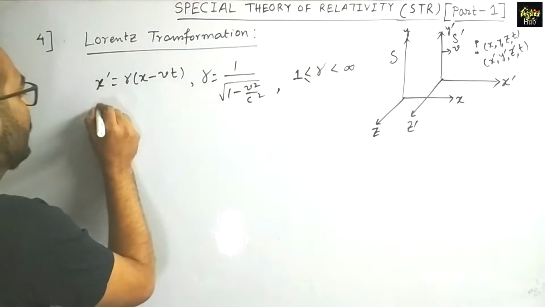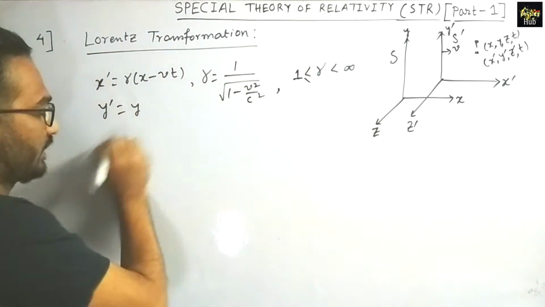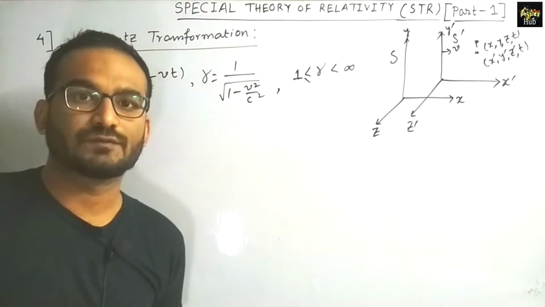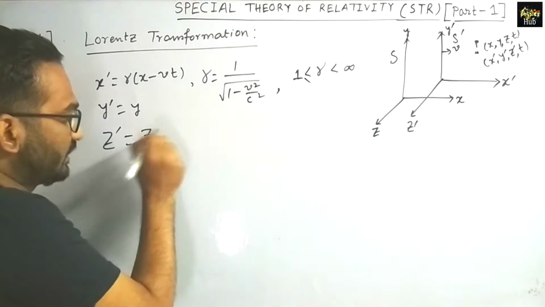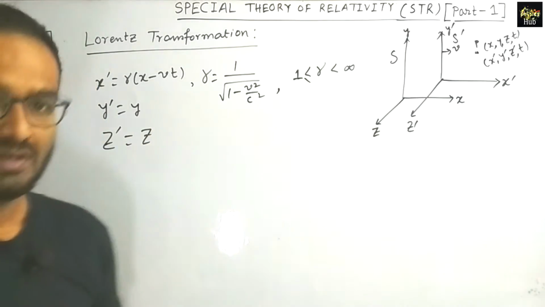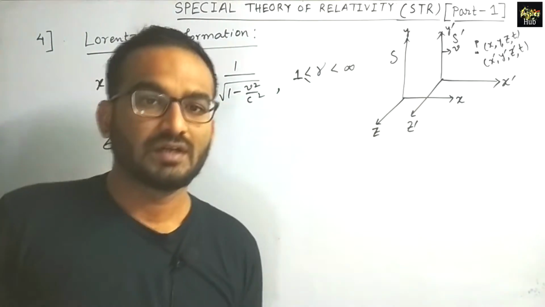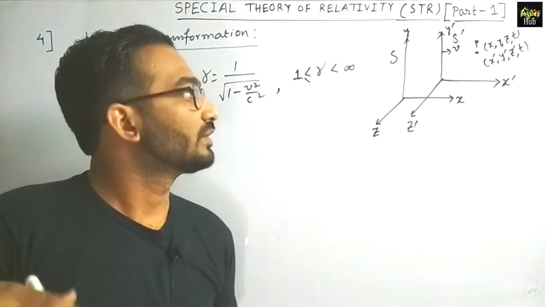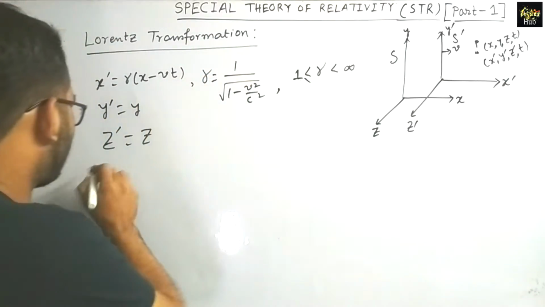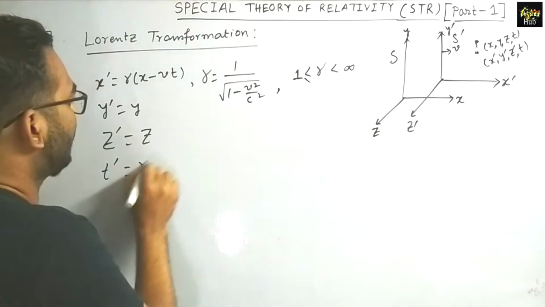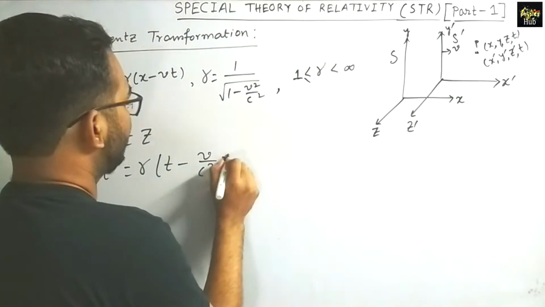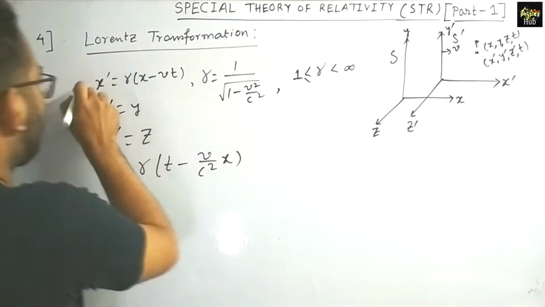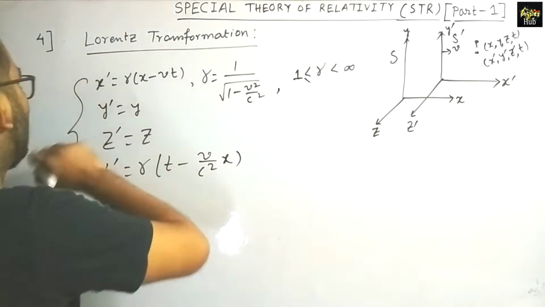Now what about y? y prime will remain the same as we have observed in the case of Galilean transformation. z prime will also remain the same, but in this transformation time is not invariant. Time varies with respect to frames. So t prime equals gamma into t minus v by c square into x. So these transformations are called Lorentz transformation.